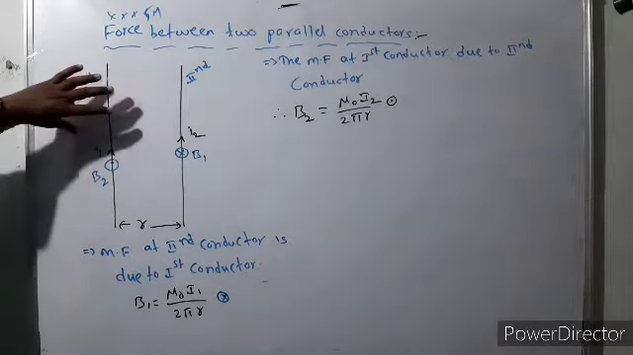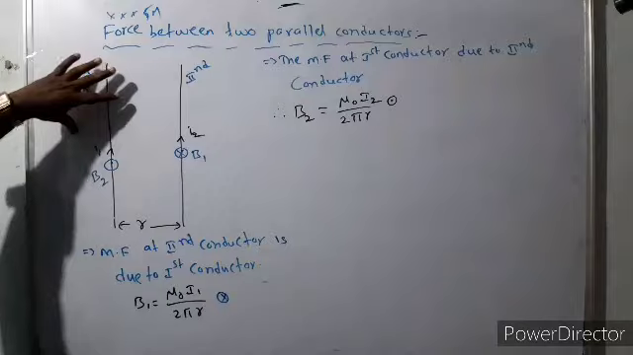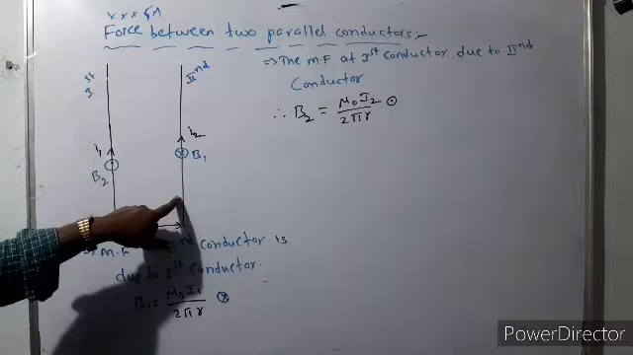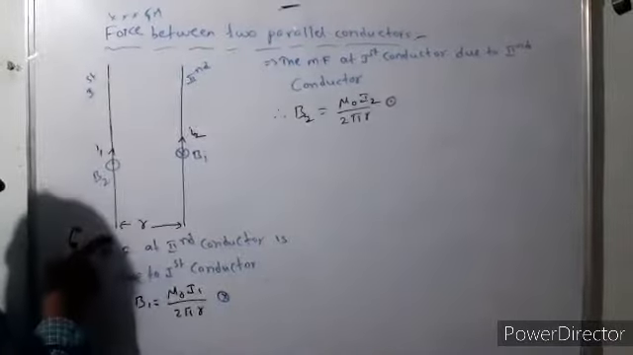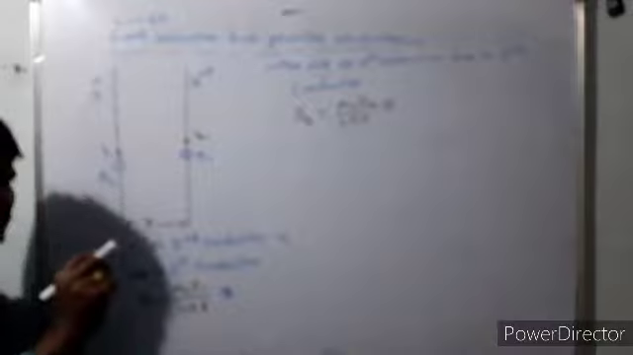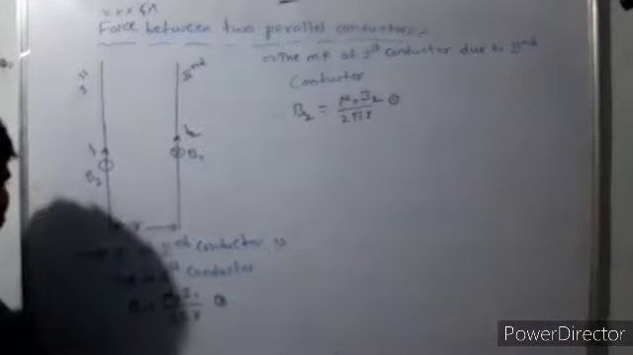Finally, the two conductors produce magnetic fields. The first conductor is in the magnetic field of the second conductor, and the second conductor is in the magnetic field of the first conductor. This is what we have written. Now consider only the first conductor. The first conductor is in the magnetic field B2, and it carries current I1 amperes. When a conductor carrying current is in a magnetic field, a force acts on the conductor. That force is given by B I L sin theta.